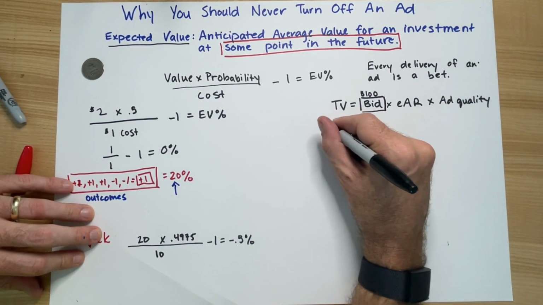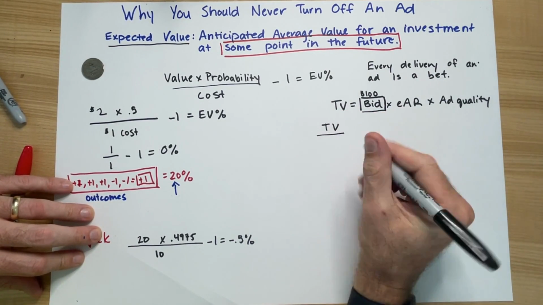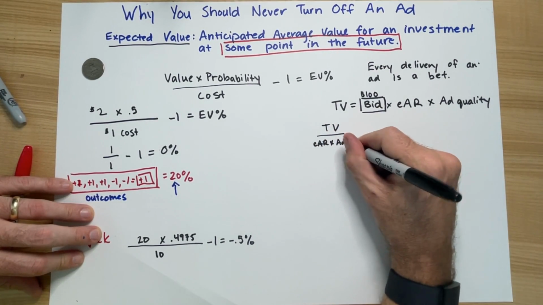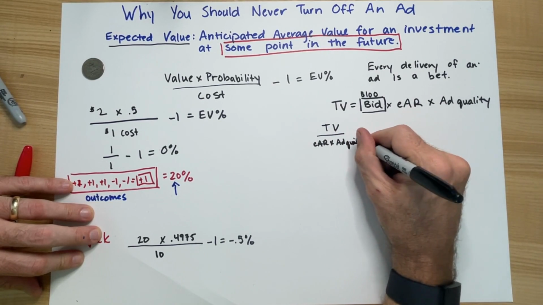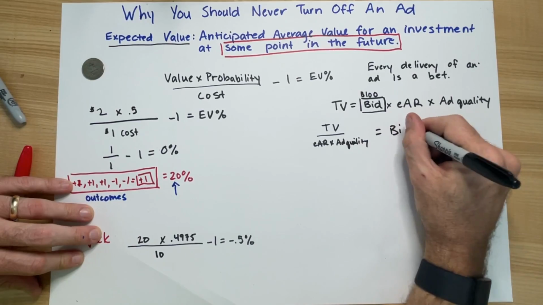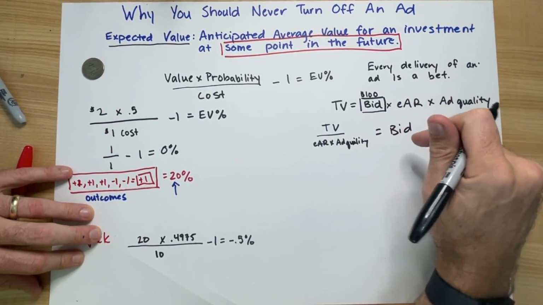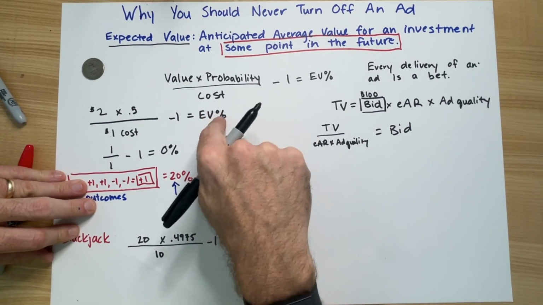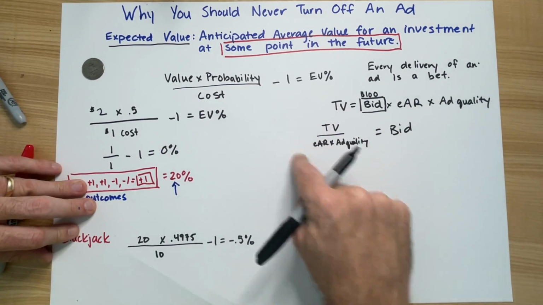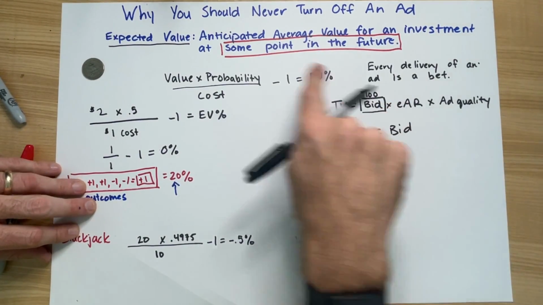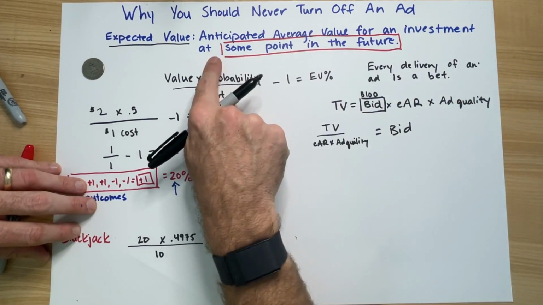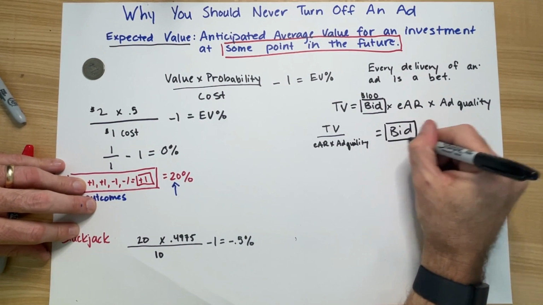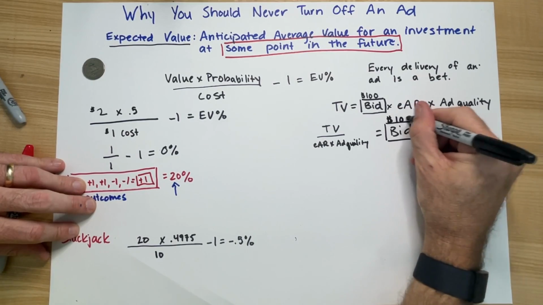So if we rewrite this formula, we can say the total value score, doing some old school algebra, equals estimated action rate times ad quality equals my bid. Now, think of the bid as me locking this number, saying to Facebook, I only want you to run if the EV is positive, if the expected value of this equation equals my bid, and my bid is what I'm willing to pay. It's the anticipated average value for an investment that I want at some point in the future. That's what my bid is. Okay. This is a fixed number. Again, we're saying it's $100 in this case.